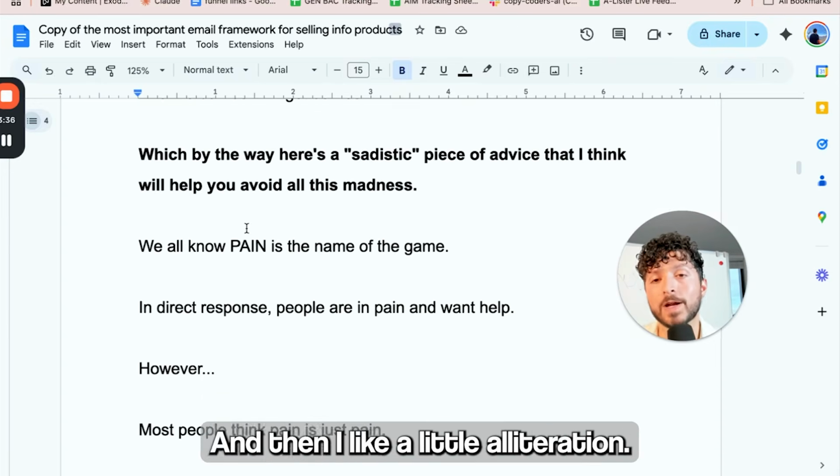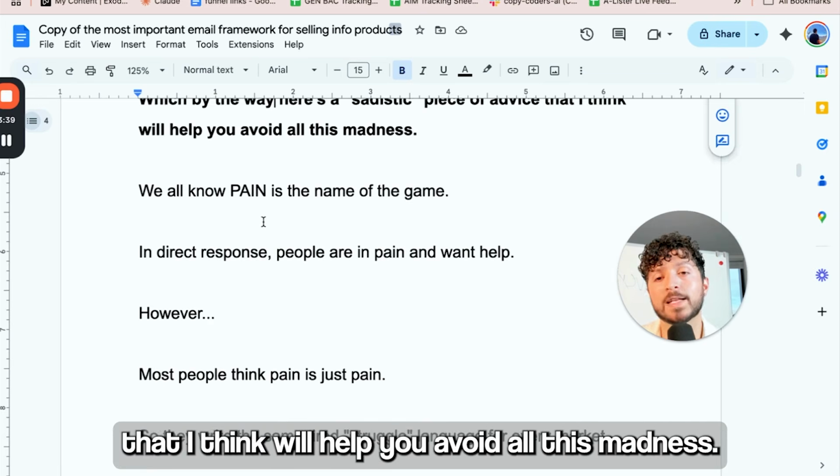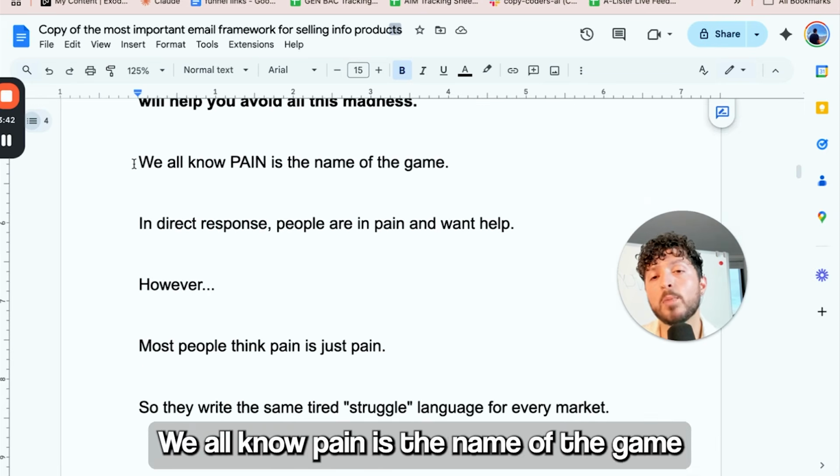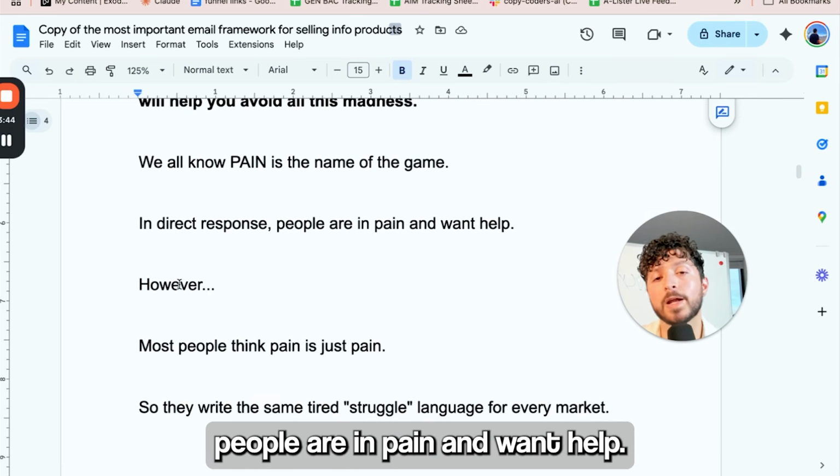And I like a little alliteration. So here we go. By the way, here's a sadistic piece of advice that I think will help you avoid all this madness. We all know pain is the name of the game. In direct response, people are in pain and want help.